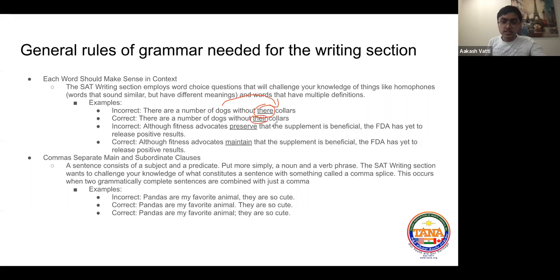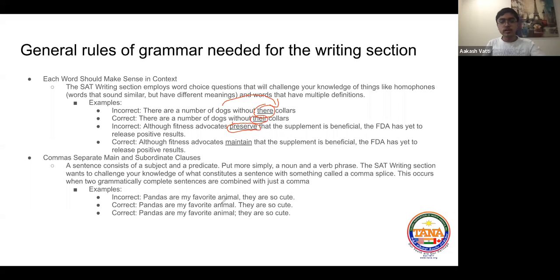Here is another incorrect example of words that should make sense in context. Although fitness advocates preserve that the supplement is beneficial, the FDA has yet to release positive results. Preserve does not work in this case because to preserve is like when you preserve an item or freeze an item to keep it the same. You don't preserve an idea, you maintain an idea. Although fitness advocates maintain that the supplement is beneficial, the FDA has yet to release positive results. So maintain means you maintain an idea. You do not preserve an idea.